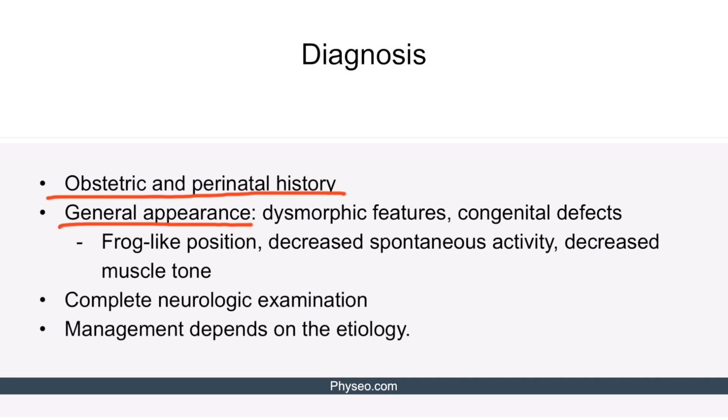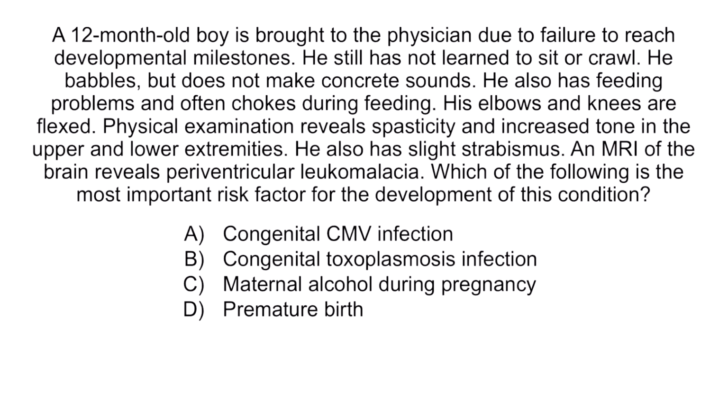Assessment of the infant's general appearance, including identifying dysmorphic features and congenital defects, can be very useful to aid with the diagnosis. The hypotonic infant lies supine in a frog-like position, and spontaneous activity is decreased as well as the muscle tone. A complete neurological exam should also be performed to assess the etiology and extent of hypotonia and weakness. Management of infants with hypotonia depends on the etiology, and therefore it's essential to identify the cause to be able to treat it. All right, now let's solve this question.